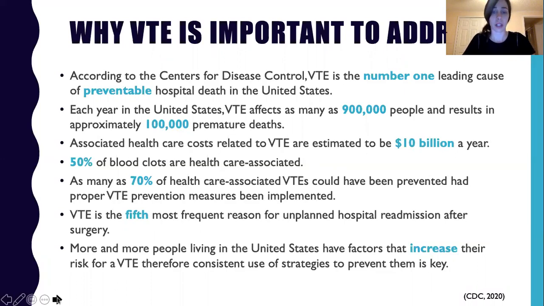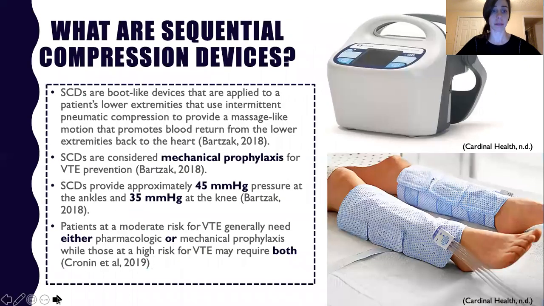Healthcare associated costs related to VTE are upwards of $10 billion a year, and as many as 50% of blood clots are healthcare associated. As many as 70% of healthcare associated VTEs could have been prevented had proper VTE prevention measures been implemented. VTE is the 5th most frequent reason for unplanned hospital readmission. And VTE is such an important topic because more and more people in the United States are developing and living with risk factors that increase their risk of VTE.